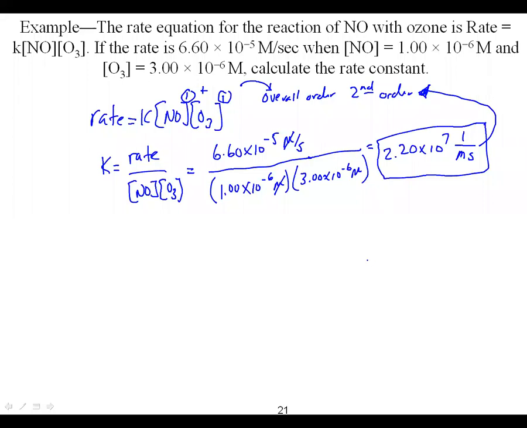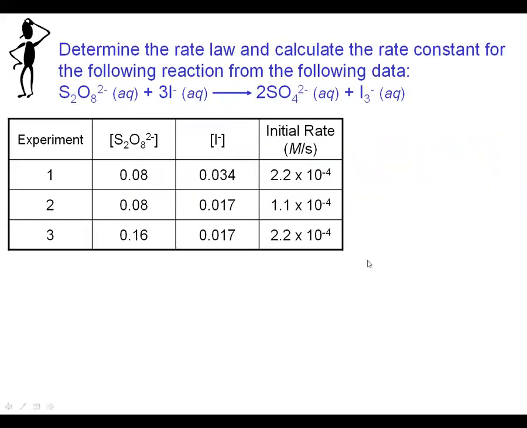All right, so here's one with a table. Why don't you take a couple minutes here and determine the rate law and the value of the rate constant using the information that you find in this table. So take a couple of minutes here and see what you come up with, and then we'll talk about it.